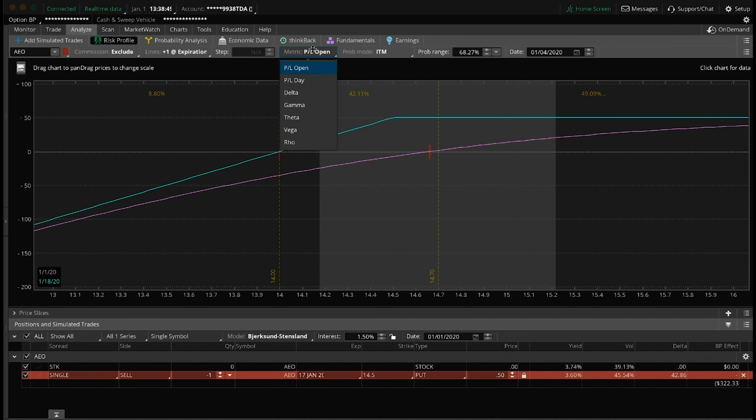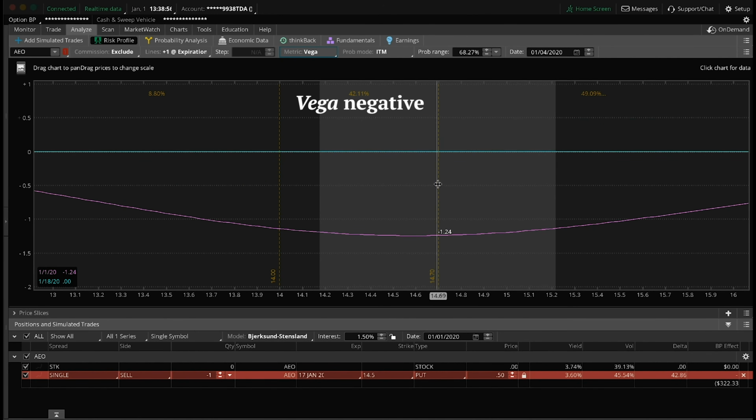And the last Greek is vega. Now, selling short puts is vega negative, which means the trade benefits from a decrease in volatility.